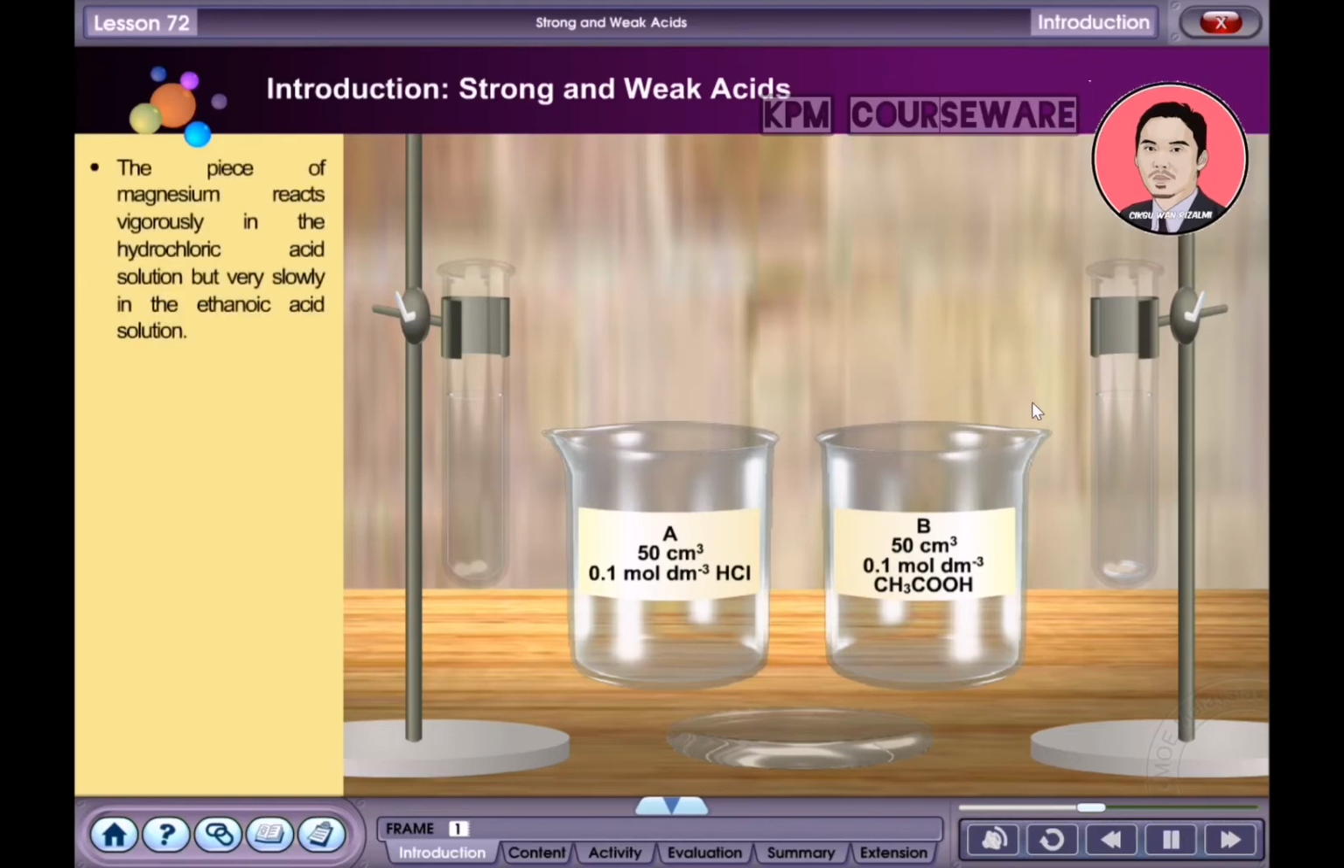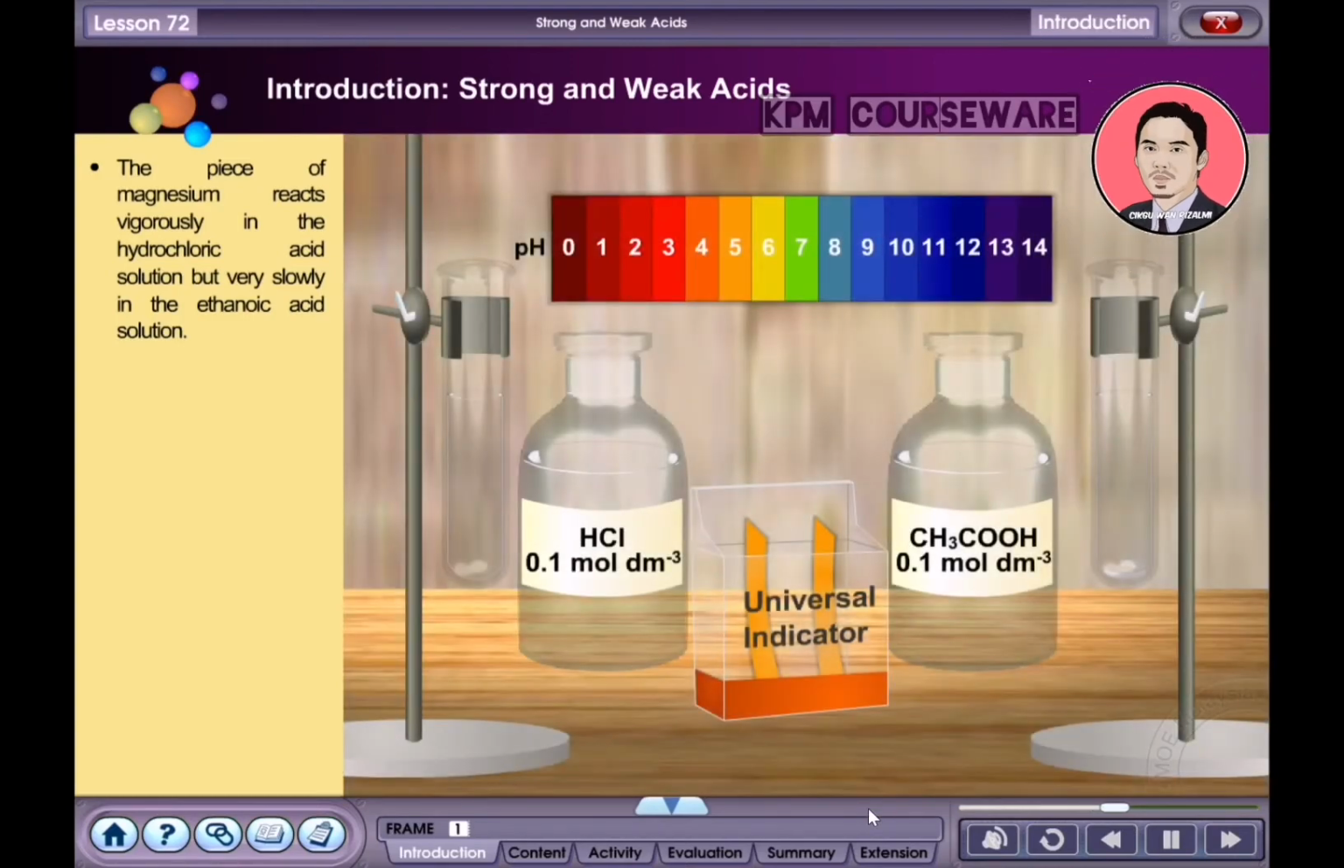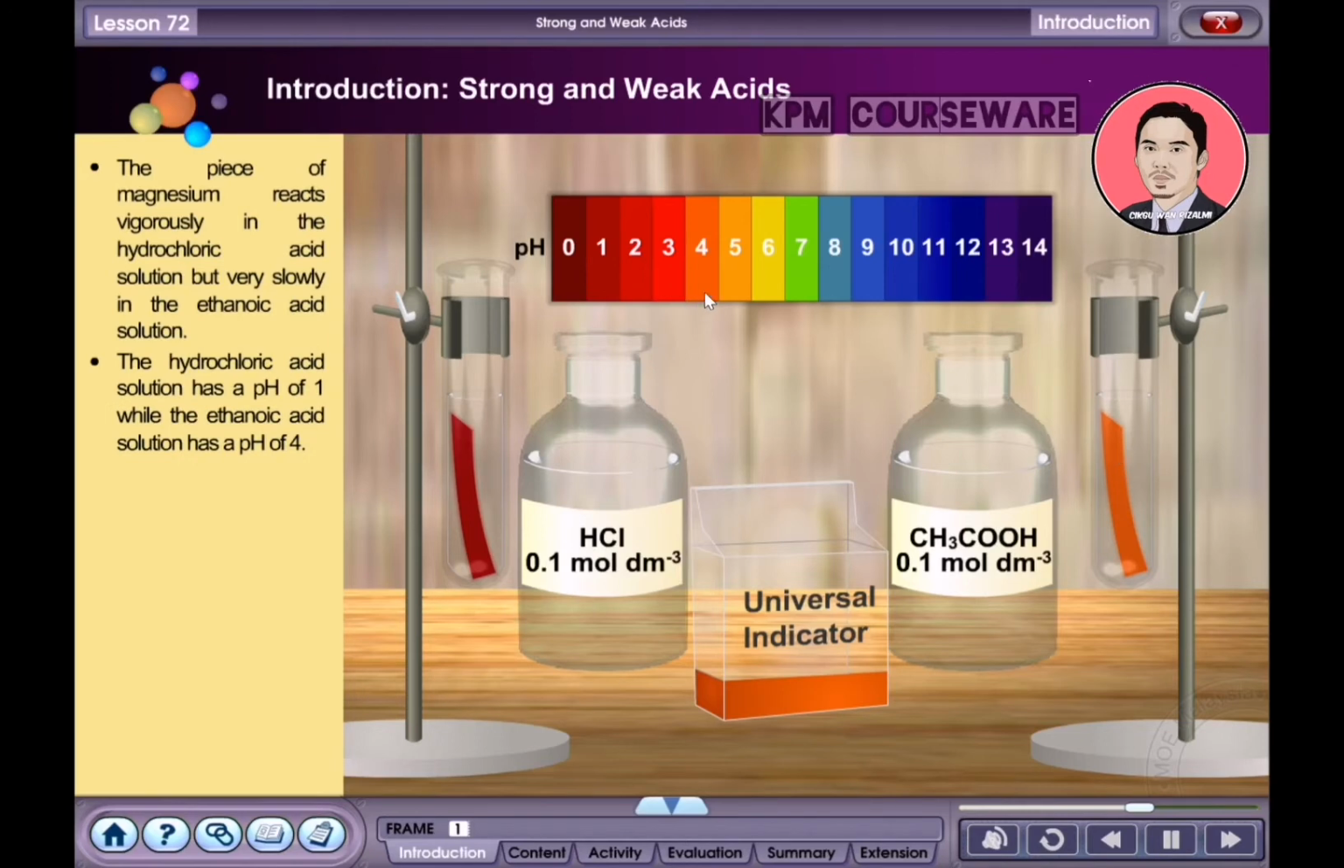Magnesium reacts vigorously with hydrochloric acid compared to ethanoic acid. Both acids have the same molar concentration. Let's check the pH value. Drag a piece of universal indicator into each of the solutions to determine their pH values. What inference can you make from this finding?